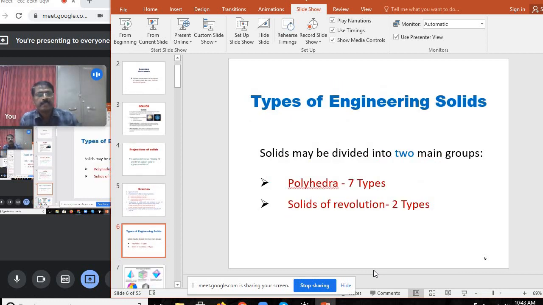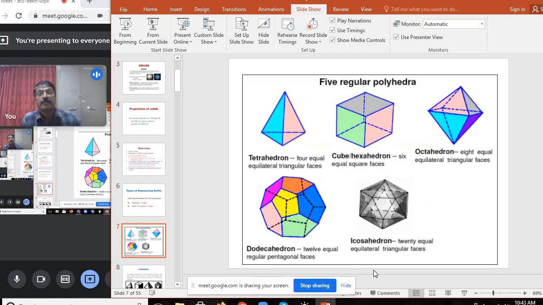The types of engineering solids. The solids may be divided into two main groups. One is polyhedra, under which we can define 7 types, and the other is solids of revolution, under which we can consider 2 types of solids. What are the 5 regular polyhedra?